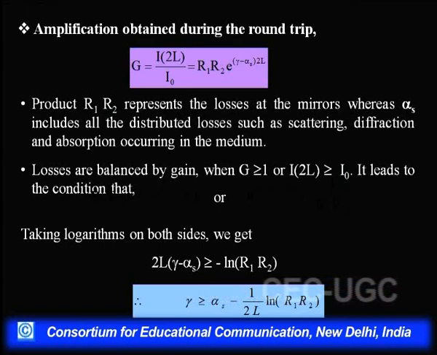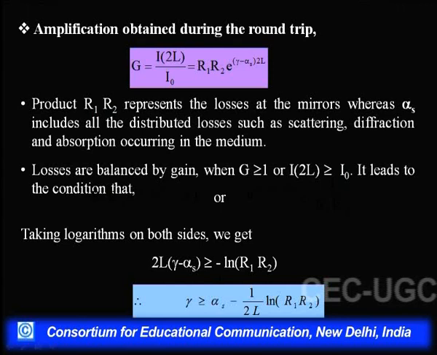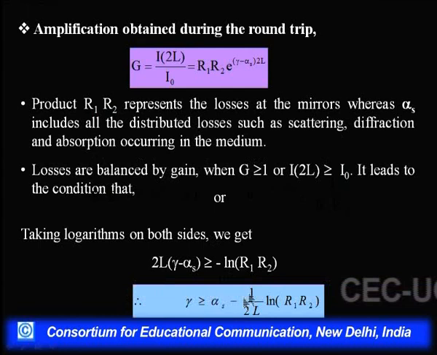equal to alpha S. Here we define R1 and R2 represent the losses at the mirrors, where alpha S includes the distributed loss from scattering, diffraction and absorption occurring in the medium, and because of that losses balance the gain, and if the gain is greater than or equal to 1, it leads to the condition where 2L into gamma minus alpha S, alpha S is scattering, and then we can get gamma greater than or equal to alpha S, plus 1 by 2L log of 1 by R1 R2. Now this is a condition for the lasing.